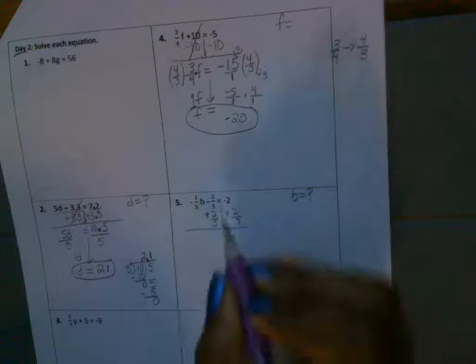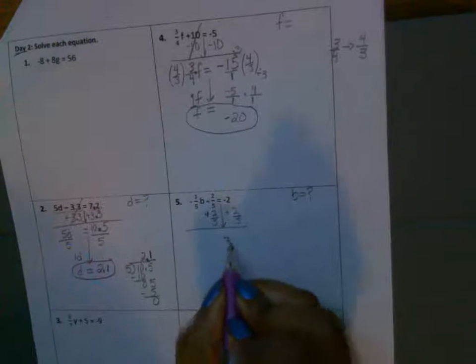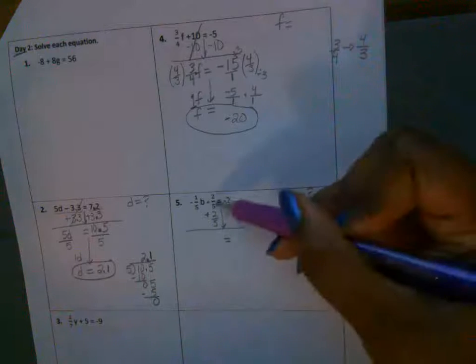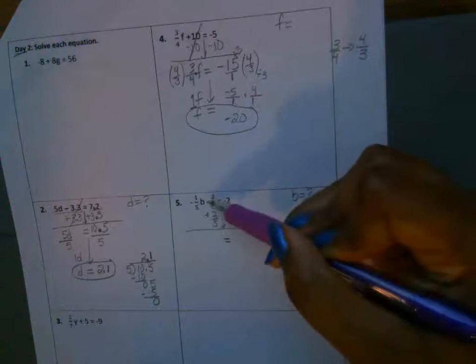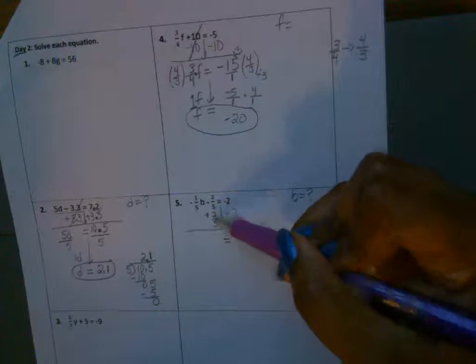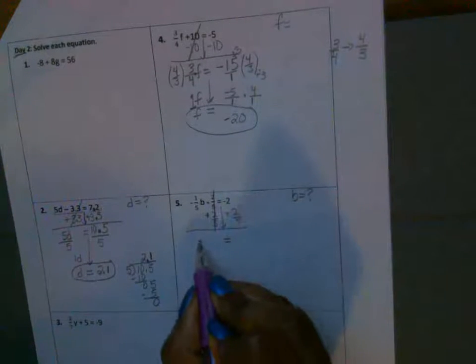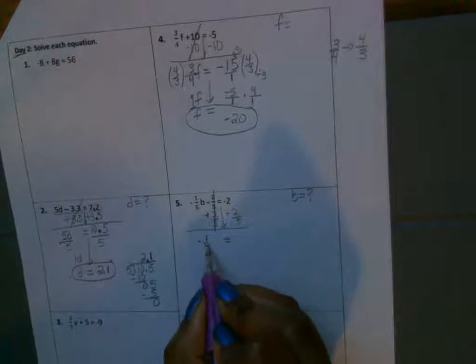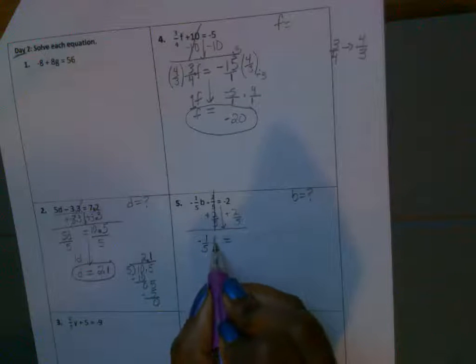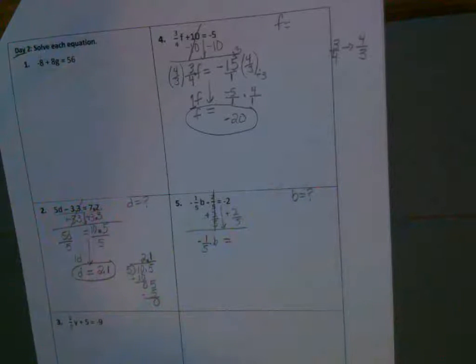I'm going to bring my equal sign down here. A negative 2/5 plus a positive 2/5 is 0 here. So I'm left with a negative 1/5 times b, or negative 1/5 b.